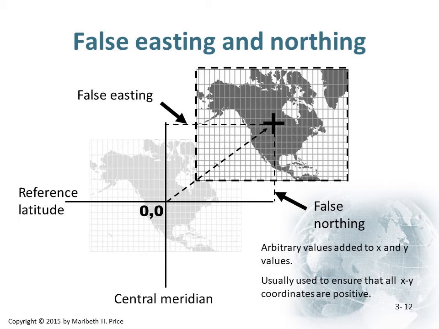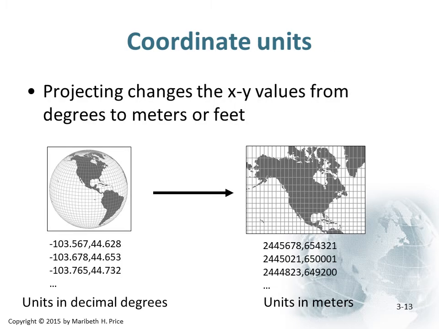Turns out, from a data entry standpoint, it is very easy to forget or to miss adding a negative keystroke in front of a number. And so if we have an arbitrary addition to the values that makes everything come out positive, it actually makes for better and easier data entry, and it saves errors. Coordinate units, these are all based on the various coordinate system types.